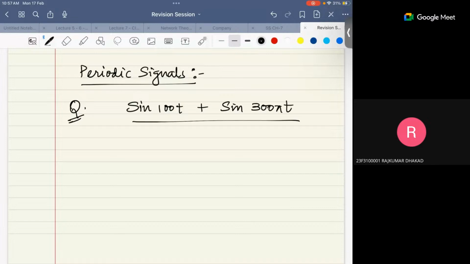Whether the signal is periodic or not. Periodic. Not periodic, right? Why? Because the ratio of the fundamental periods of the individual signals is not rational. Correct. So for this, what is the time period of this signal? If only this was given, what is the time period? Just give me 1 minute.